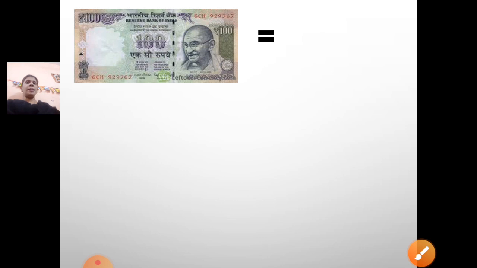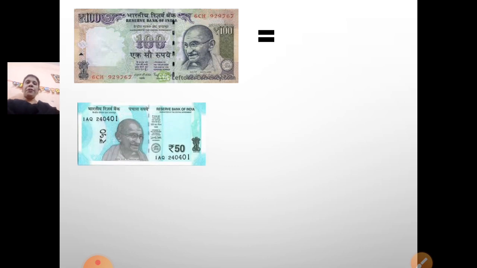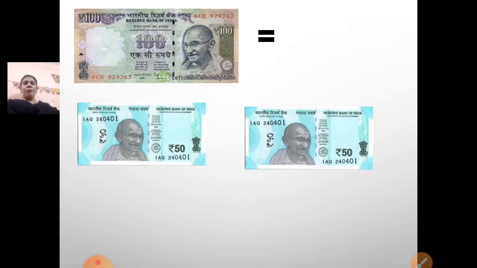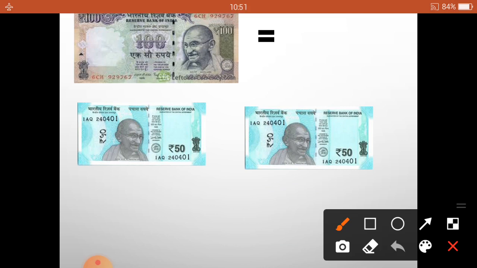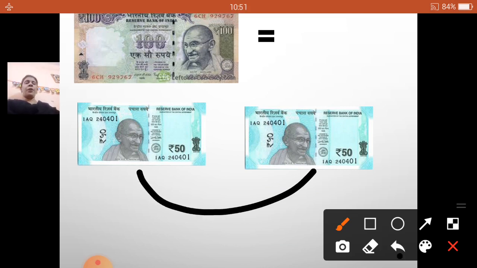Now 100 rupees. How are we going to make it now? What change are we going to give for 100 rupees? One 50 rupee note and one more 50 rupee note. So let us see, 50 is how much? Now one 50 rupee note plus one more 50 rupee note will be how much, children? 50 plus 50 will be 100. Correct. So two 50 rupee notes will make 100 rupees. Okay.